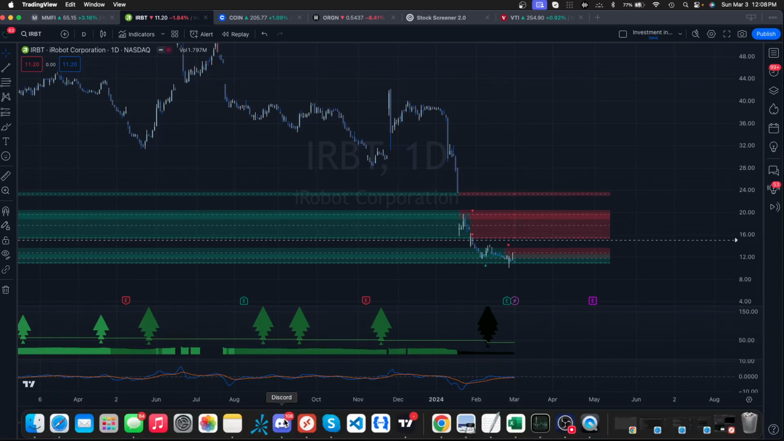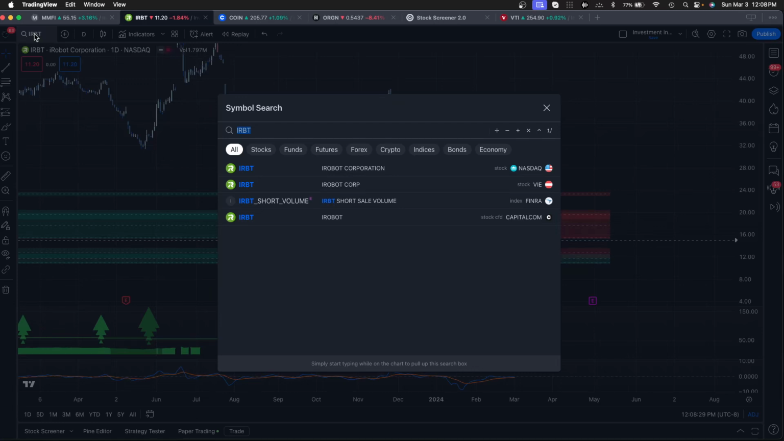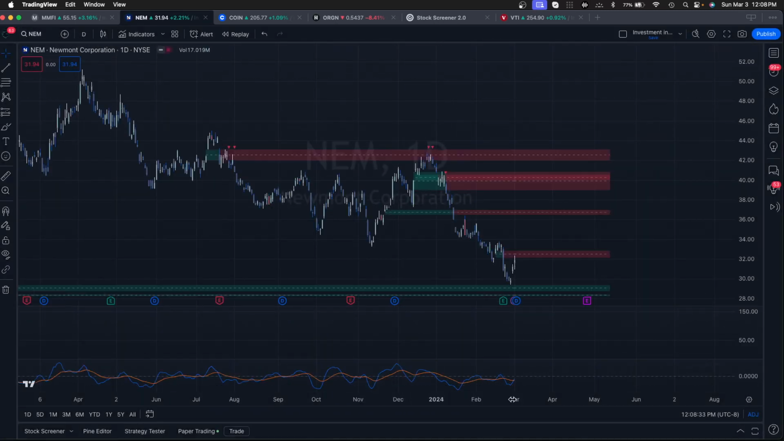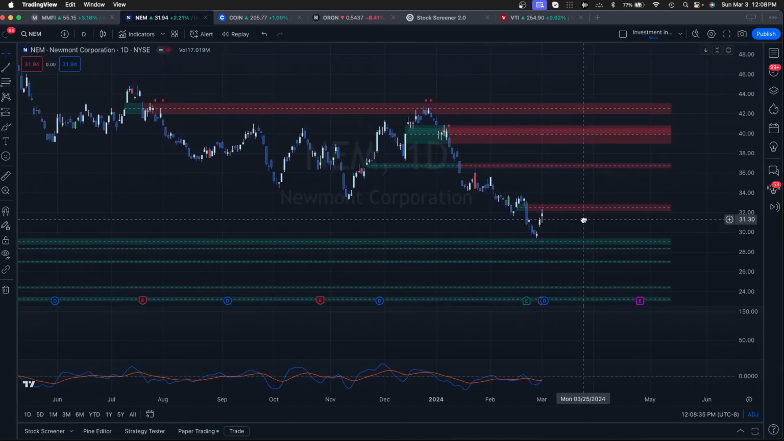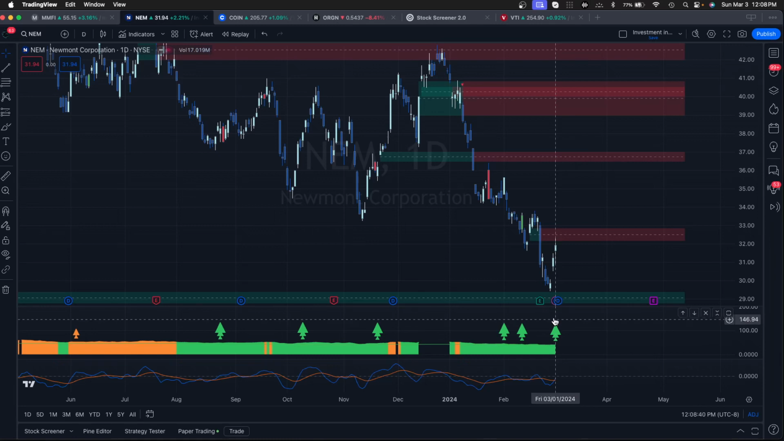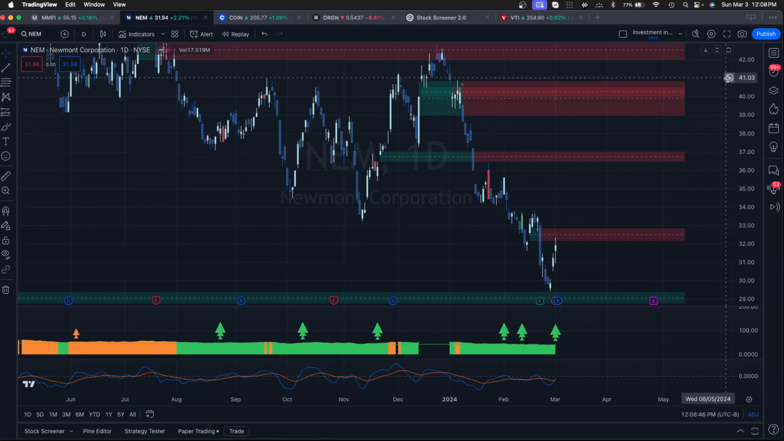So what this now does, how cool is this? It will tell you the strength of the signal, and it'll tell you the color, and it will give you the ticker symbol. So if we look at, I don't know, NEM, it should show us that on Friday there was a buy signal on ticker NEM, and I'll be darned, there was a buy signal.